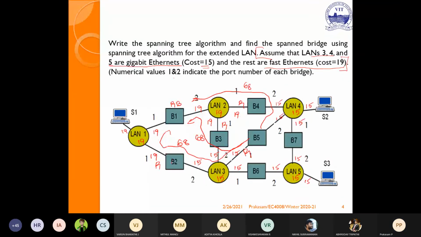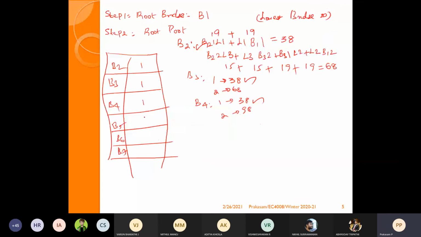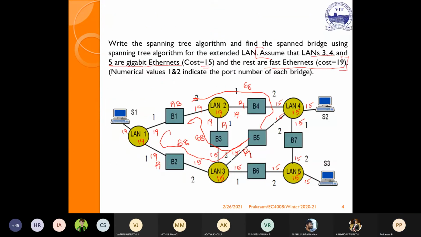For B5, port 1 and 2 are equal, but 1 is the lowest port ID. So I am selecting B5 1 as the root port. Similarly, next I am going to find it for B6.